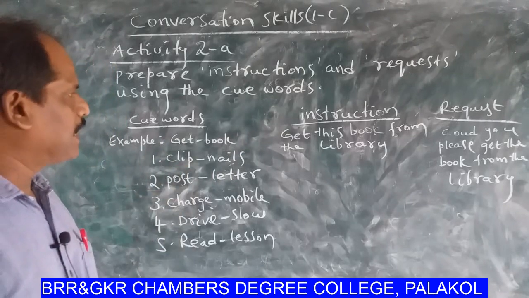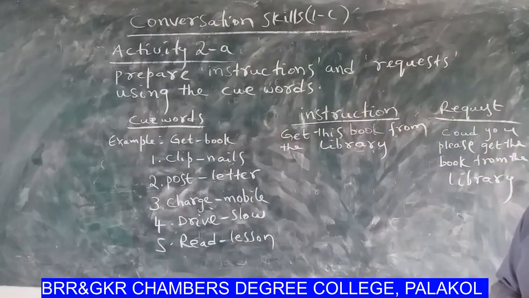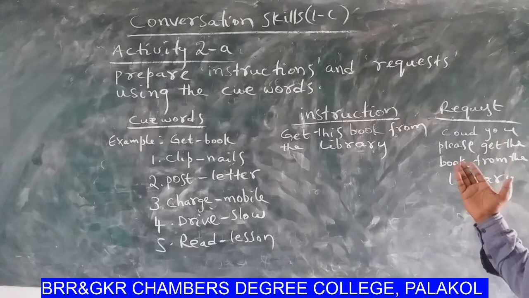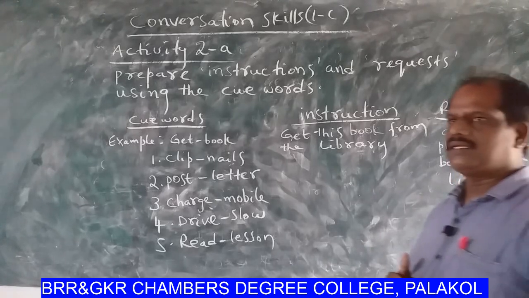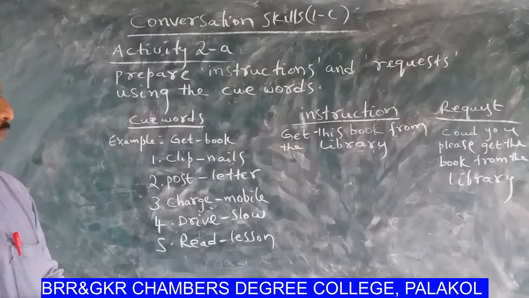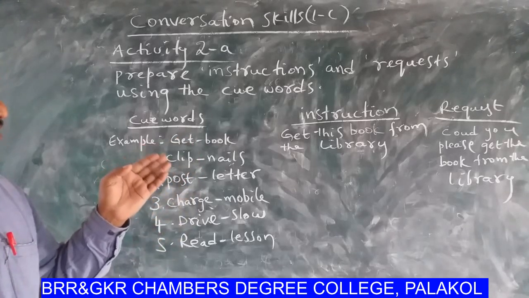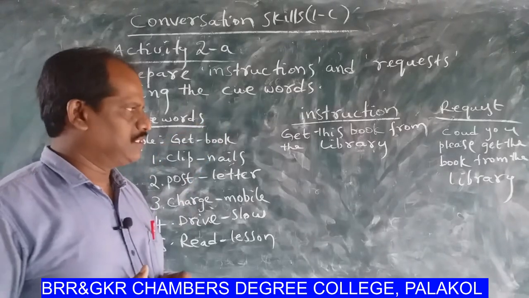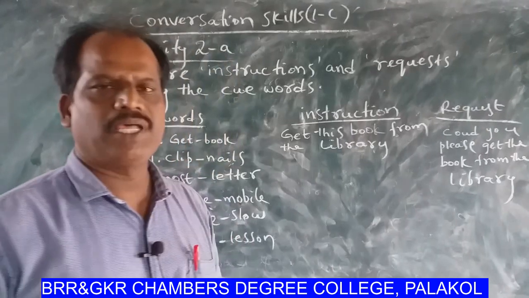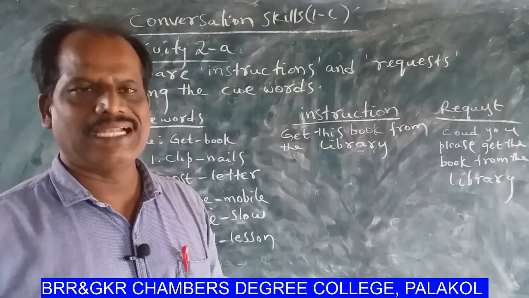Now see, instruction: Get this book from the library. It is an instruction. Someone is instructing his subordinate to bring a book from the library. That can also be said in a formal way. Instruction is the informal way, and request is the formal way. So we can say this instruction in the formal way as a request, that is, could you please get the book from the library?